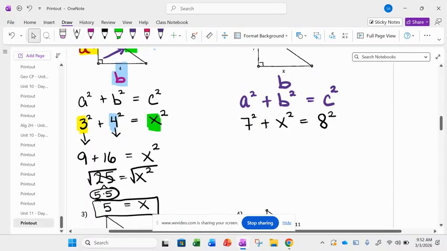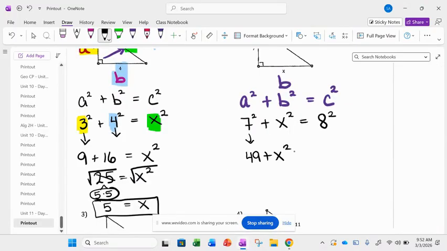Okay, so now we have to do all the squareds. So 7 squared is 49. 8 squared is 64. I can't square root. Why can't I square root both sides yet? What do I have to do first? Move that 49. You got it. I have to move that 49.